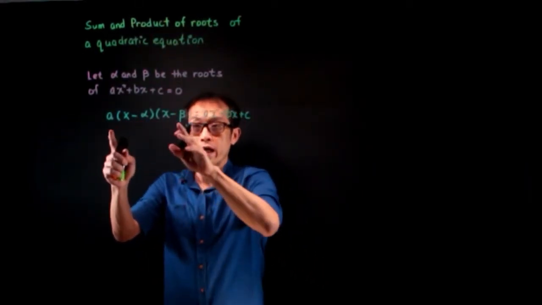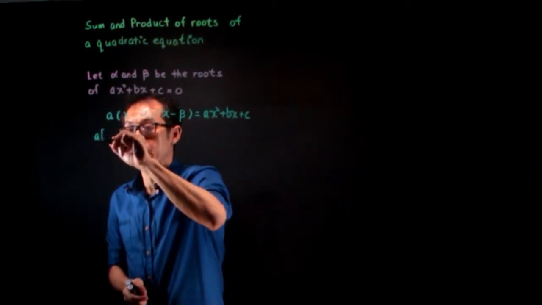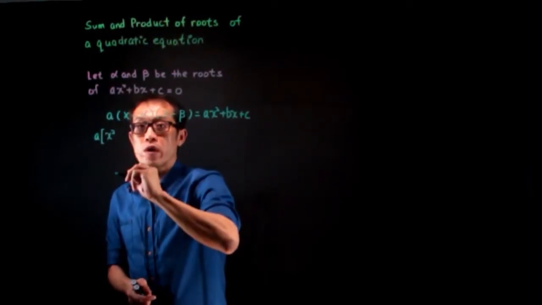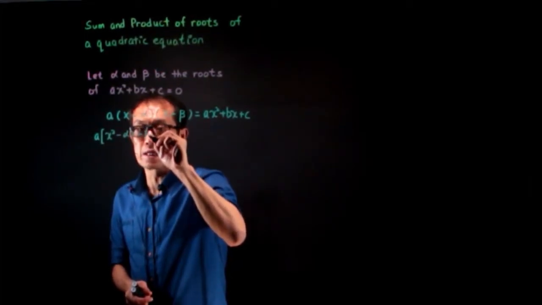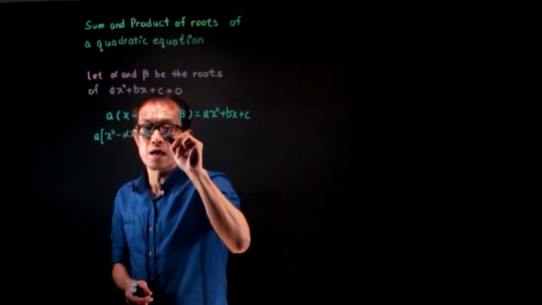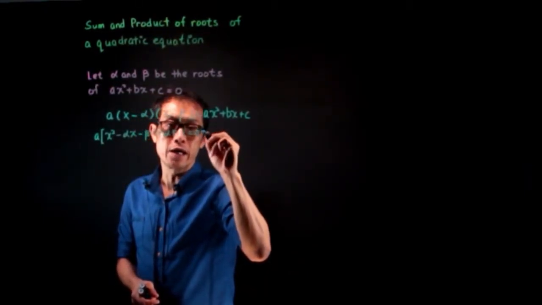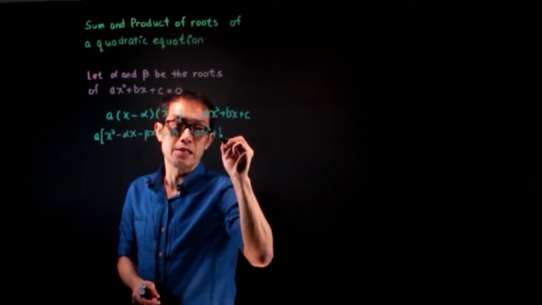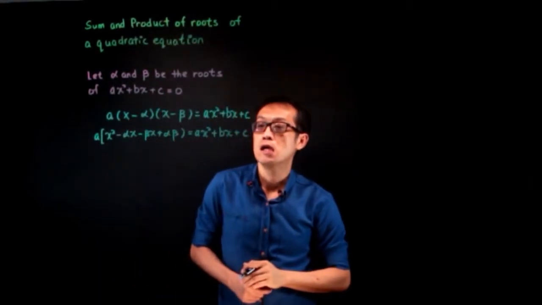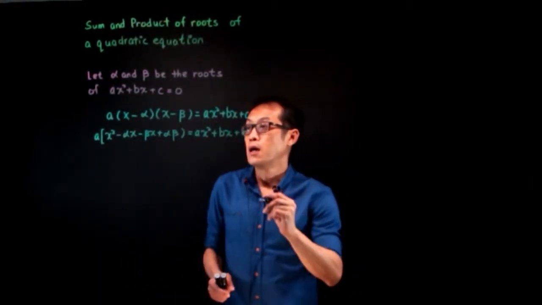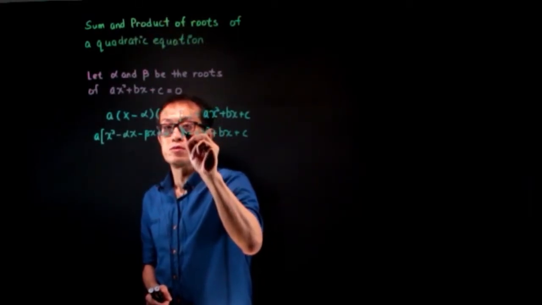Now, we expand this equation. We will have a into x squared minus alpha x minus beta x plus alpha beta, and that equals ax squared plus bx plus c. Let me do a close bracket here. This should be a square bracket.